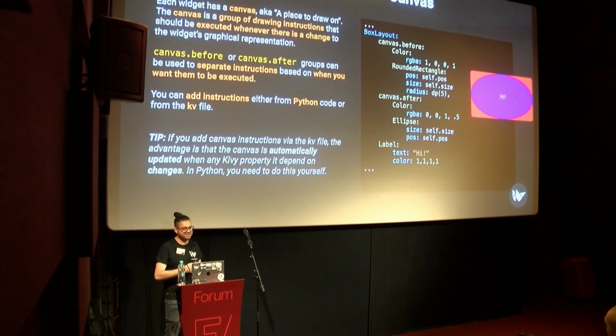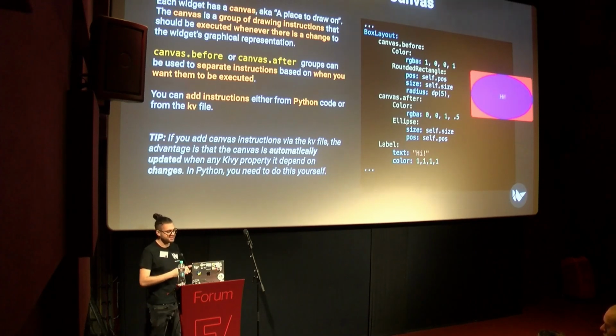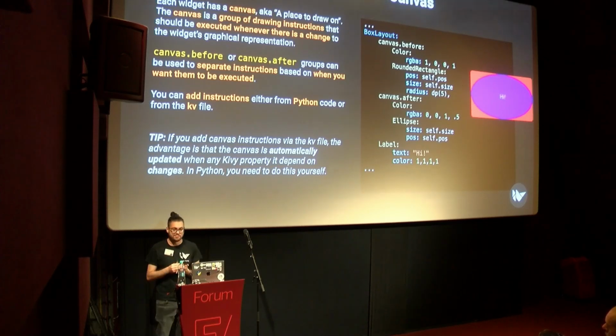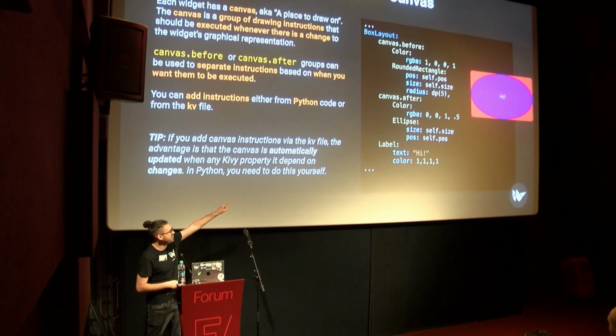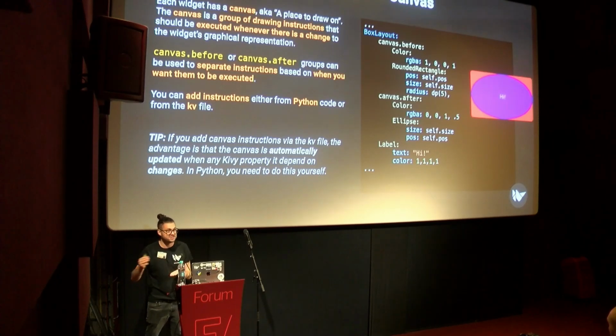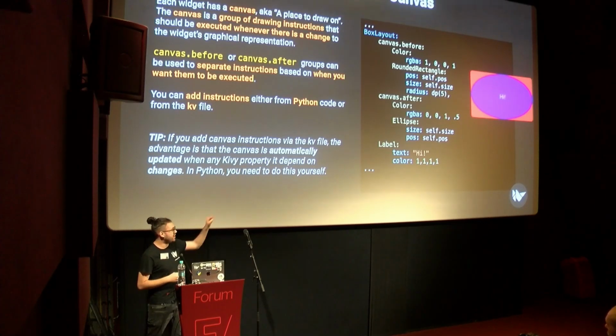If you add canvas instructions from the Kivy file, so please again use the Kivy file, the advantage is the canvas is automatically updated whenever any Kivy property it depends on changes. Self.pos and self.size are also Kivy properties. So if the size or position change, this one gets automatically redrawn. If you do that in Python, you need to do that by yourself.